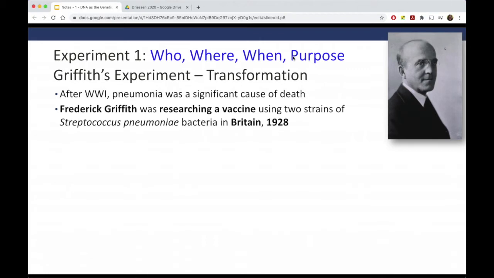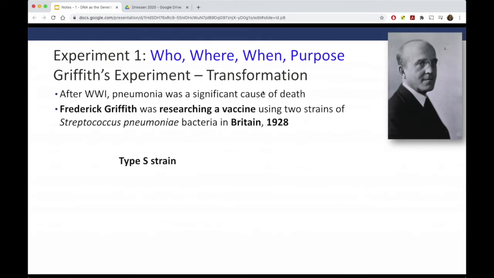He was doing his research shortly after World War I, and this is because pneumonia was a significant cause of death. It's a respiratory illness that affects your lungs. And so he wanted to try to develop a vaccine to prevent or reduce the amount of deaths associated with pneumonia. And so in his research, he was using 2 strains of Streptococcus pneumoniae bacteria. Again, he was doing his research in 1928, and this was in Britain.